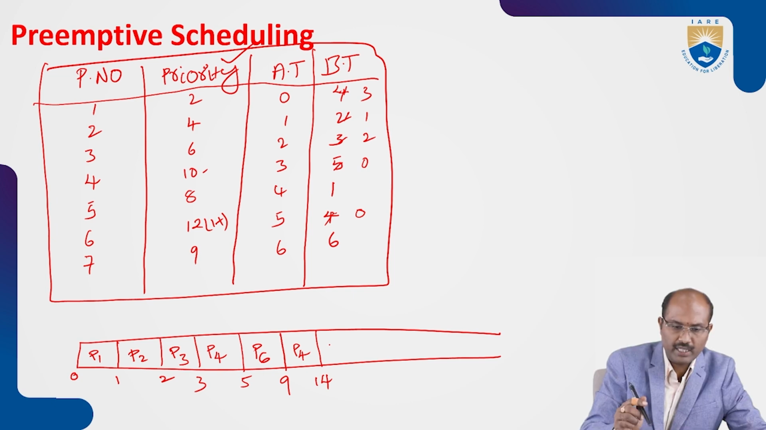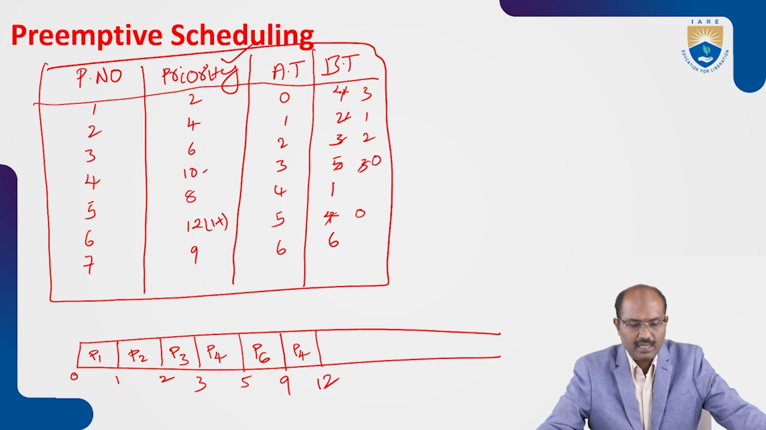Actually, P4 is executed here. 2 units of time are left. Then P4 is executed, 2 units of time. So it is not 3 units of time. It becomes 3 units of time left here, and that 3 units of time is executed here. It does not become 14, it becomes 12 units of time. Now P4 is completed here. Then we will see the next priority.